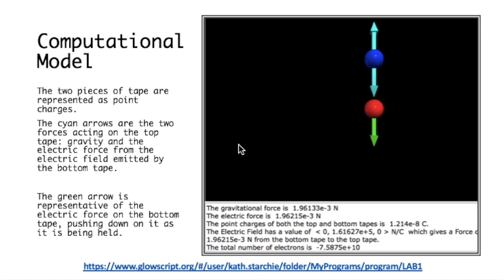In the diagram, the top tape is represented by the blue sphere, with both gravity and the electric force from the bottom tape acting on it, represented by the two blue arrows. The bottom tape is represented by the red sphere, and the green arrow pointing down is representative of the electric force from the top tape on the bottom tape, which is not used in our calculations, as well as the force of gravity, though both are being counteracted by holding the tape.